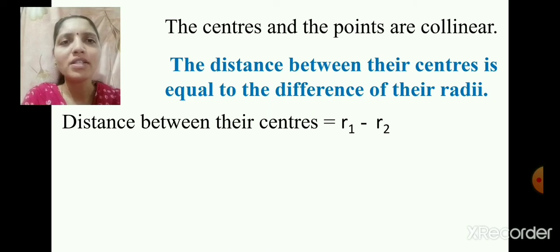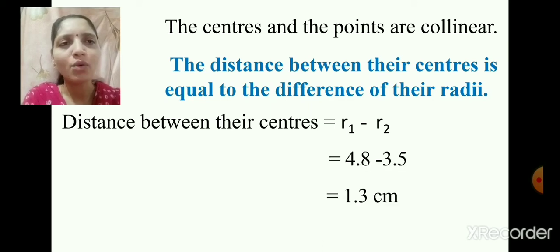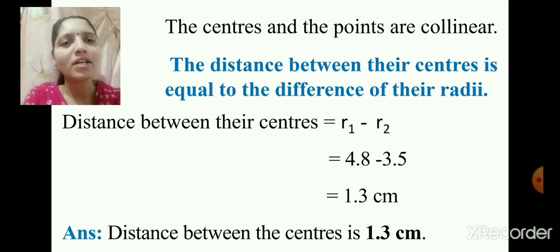Therefore, the distance between their centers is equal to R1 minus R2. Substitute the values here: R1 is 4.8 cm and R2 is 3.5 cm. If we subtract 3.5 from 4.8, we get 1.3 cm. Hence, the distance between the centers is 1.3 cm. This is your final answer.